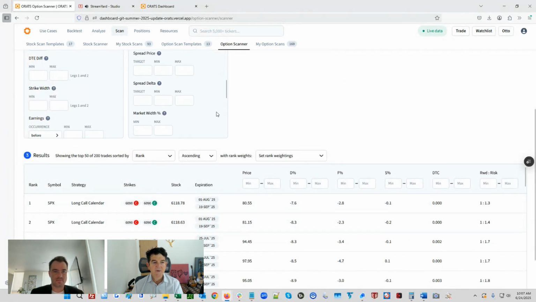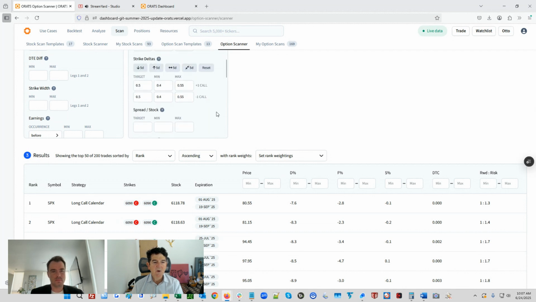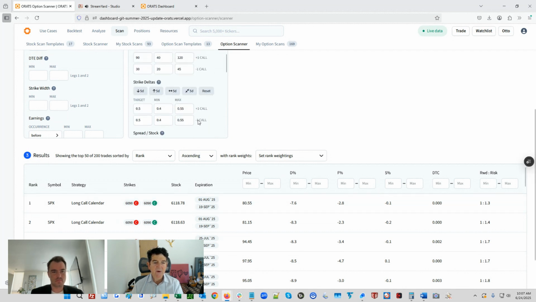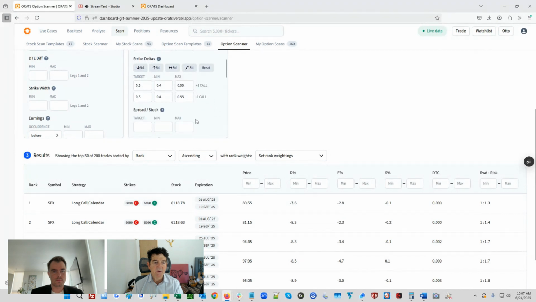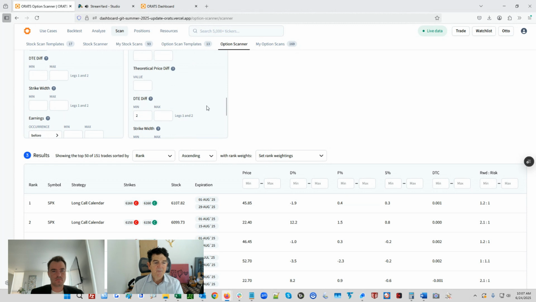Right. Yep, absolutely, Tyler. And then you might say, well, I don't want to have this in the money. I'd rather trade it out of the money. Well, then you could set your deltas down. So I'm just going to put them down, and then they're out of the money. So that's how to do that. And so that's the DTE difference and the strike.